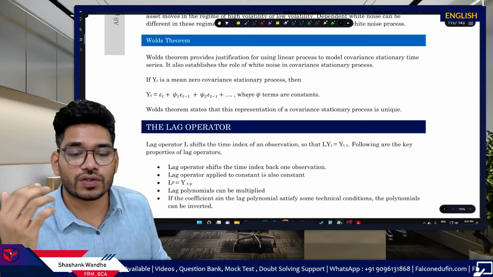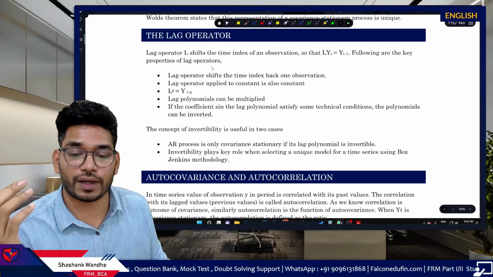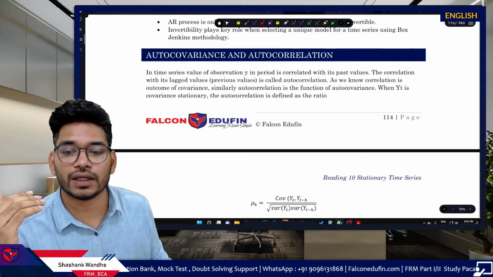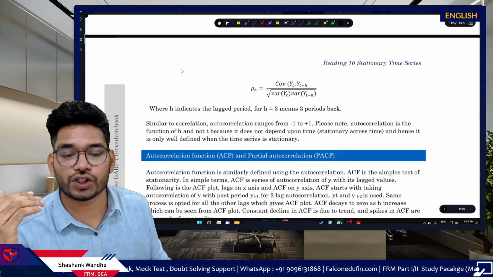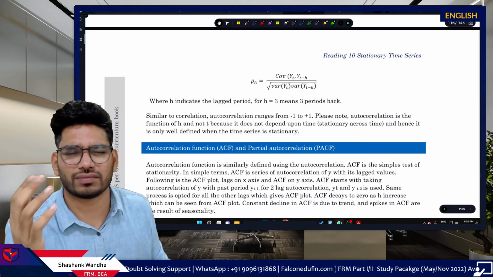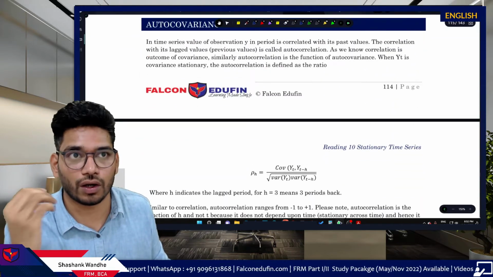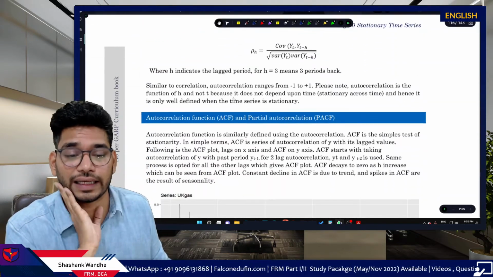And then there is Wold's theorem. Understand what Wold's theorem is. Then there is the lag operator. Understand what a lag operator is. Again, this discussion is very important. Then autocovariance and the autocorrelation function, very important, but this particular formula is not very important. I don't think GARP will ask you to calculate any autocovariance or autocorrelation function in the examination.